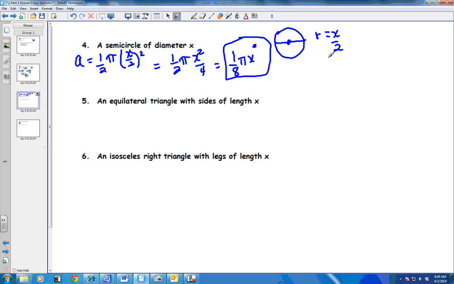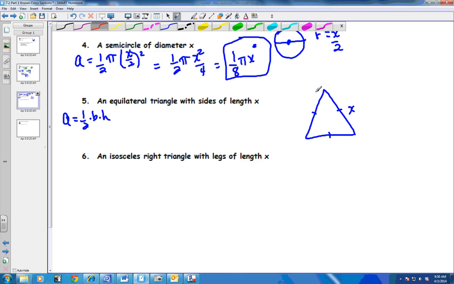Okay, number 5, an equilateral triangle. Even though they may not look the same, all three sides are the same, and my length is side x. Now we should know that the area of a triangle is 1/2 my base times my height. And remember, your height has to be perpendicular to the base. So I don't have my height yet.